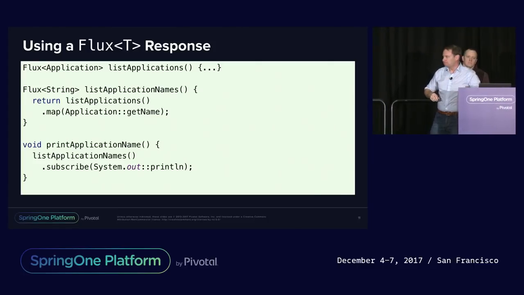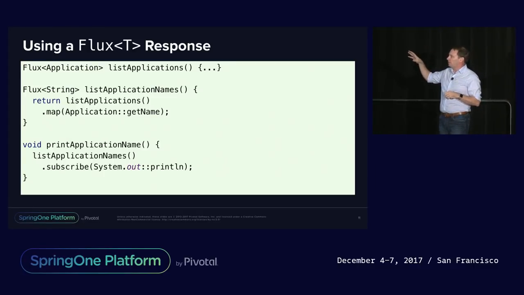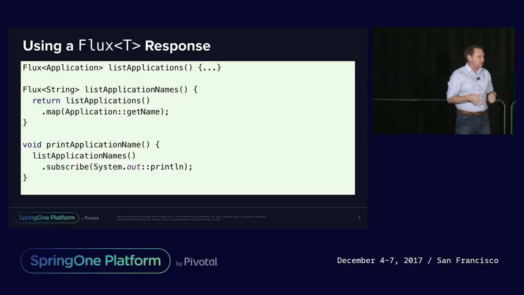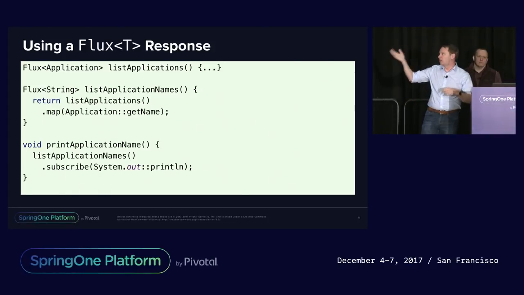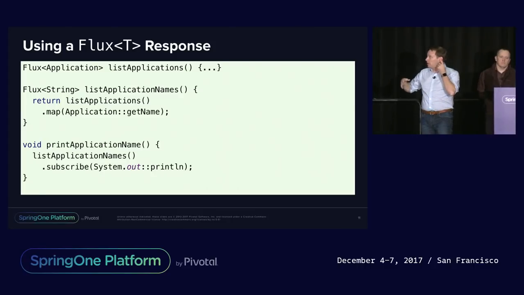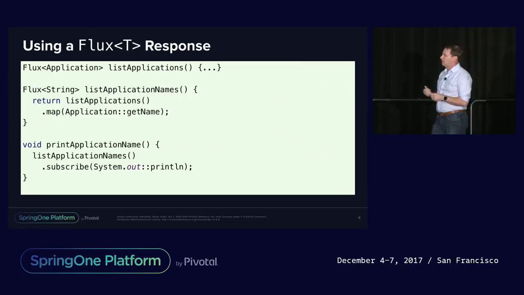So what does it mean to use a Flux response? And so that's what we see right here, right? We've got this idea of listing a set of applications. And so we're going to go off and do something. In this particular case, we are going to make a network call. It's going to return something, some application kind of thing. And that means that when that comes back, I get a Flux, and that Flux is guaranteeing to return me 0 or n of these application things.